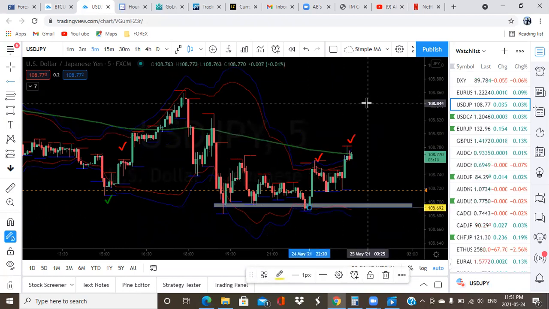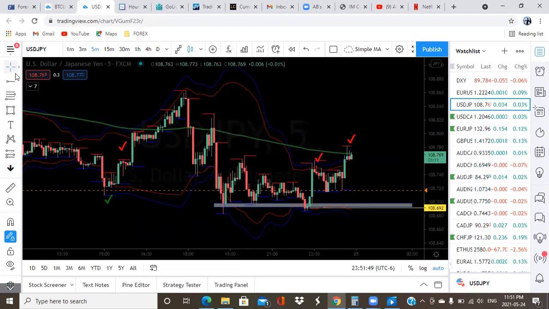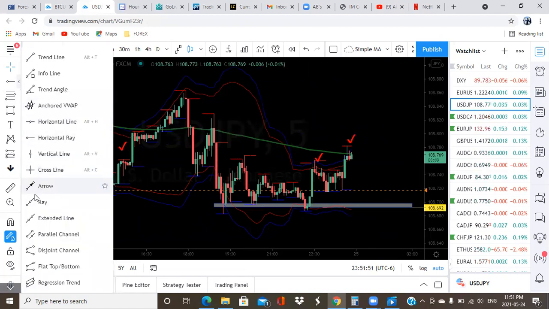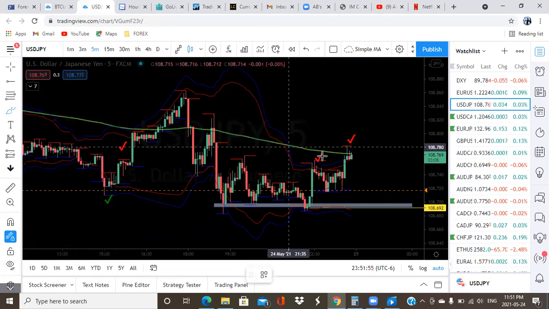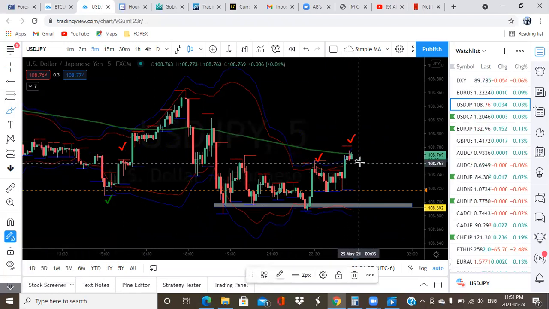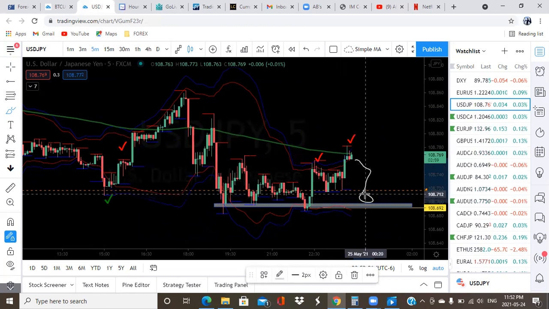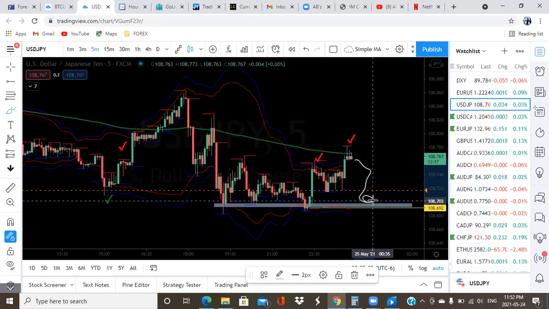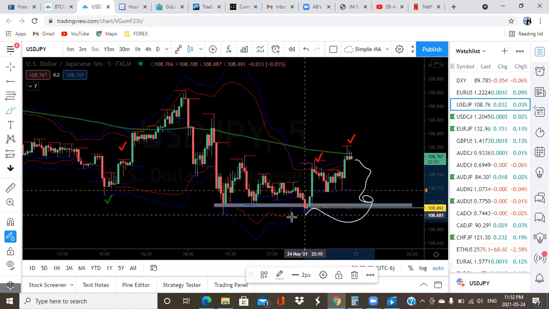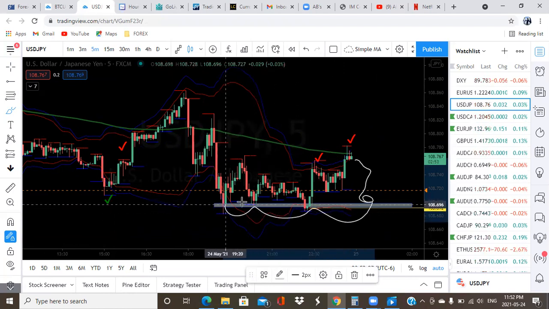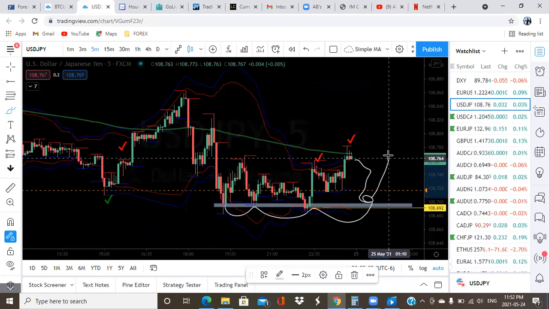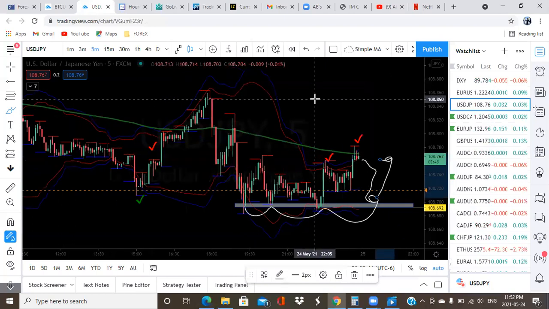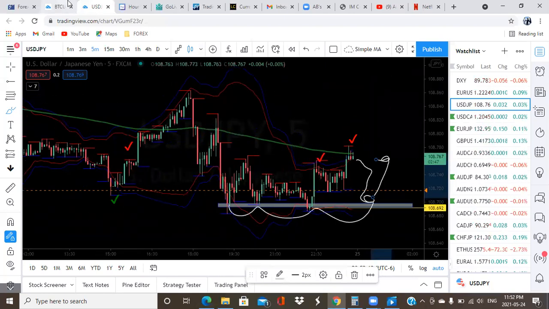So you see, I've put my horizontal ray there. What I'm expecting this market to do, because USD is stronger, is that I'm waiting for this trade to do like this, come back down to this zone, react off of here because of this support in the past, and go back up. So this is how you mark up your chart and you just wait for the trade.